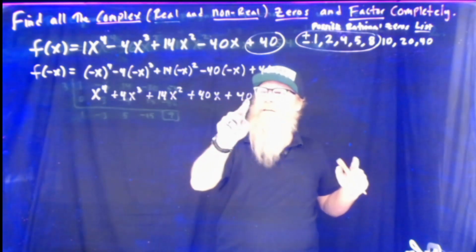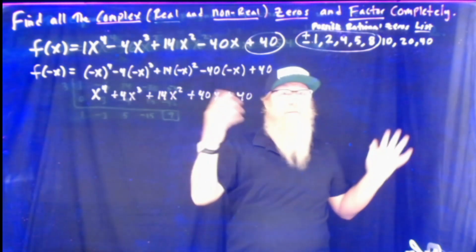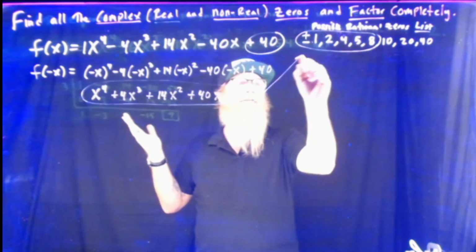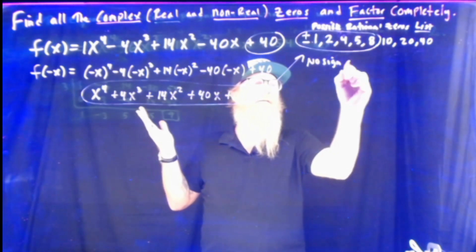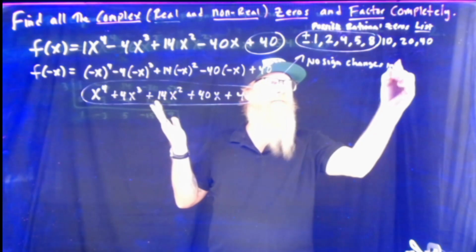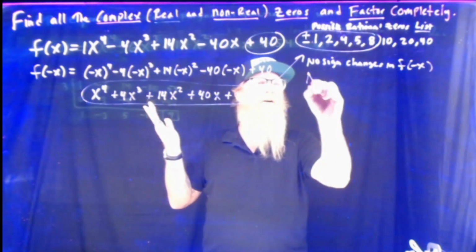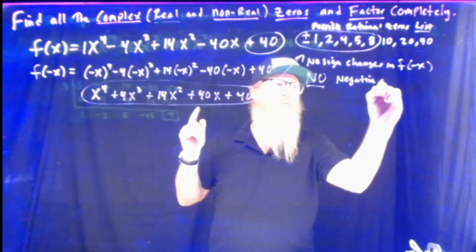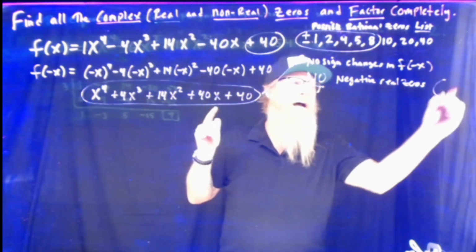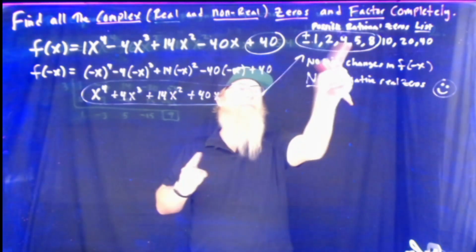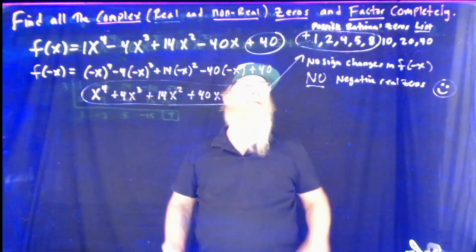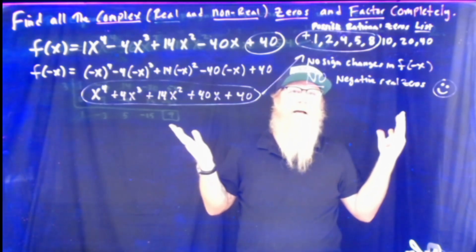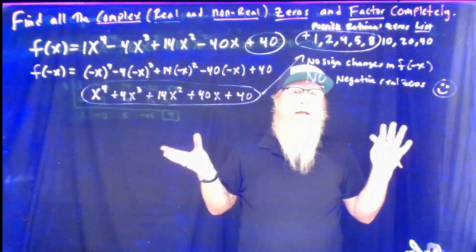Look, there are no sign changes. Look, positive, positive, positive, positive, positive. It never changes sign. So if there's no sign changes in f of negative x, that means there are no, or 0, negative real zeros. I'm glad I did that now, because now in my list of possibilities, I can erase the negatives. So I've just saved myself a ton of time, because honestly, I was about to try -1, and I would have wasted time.